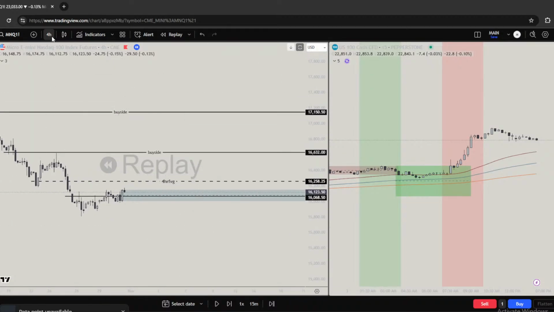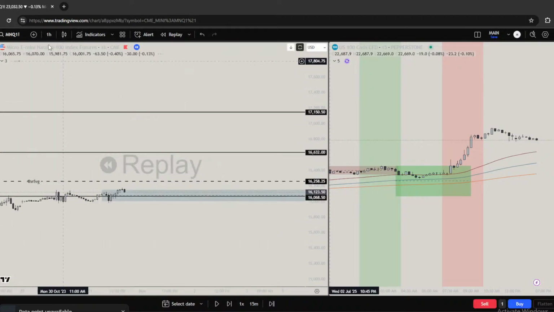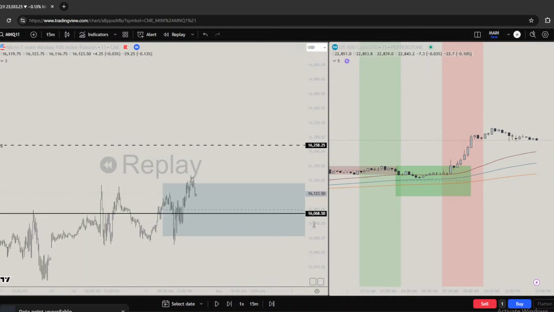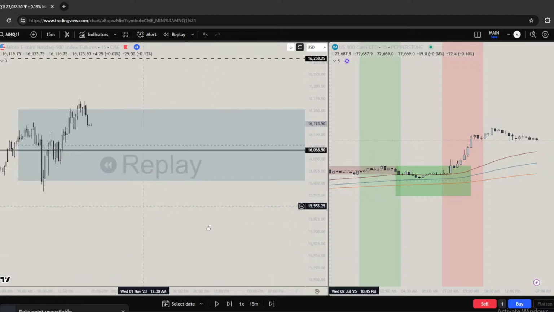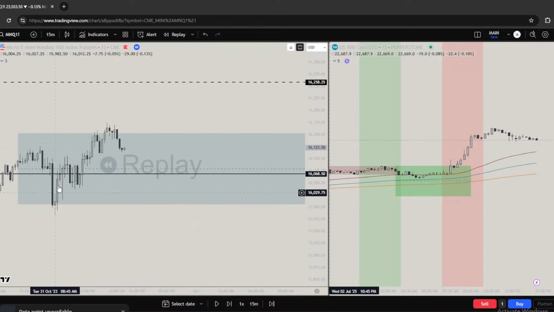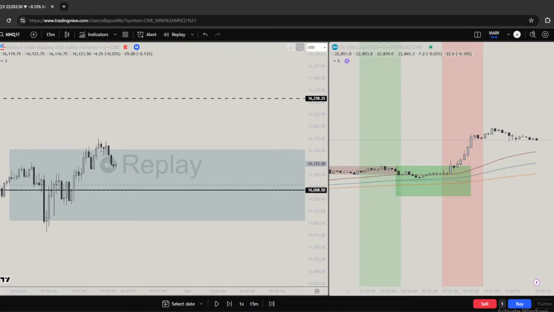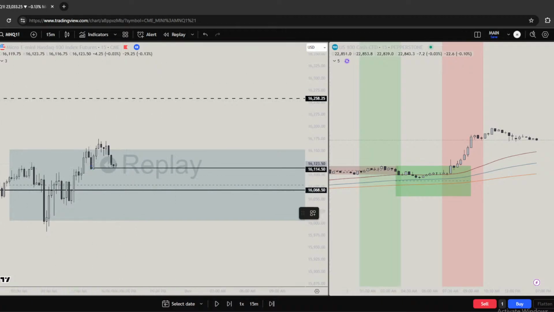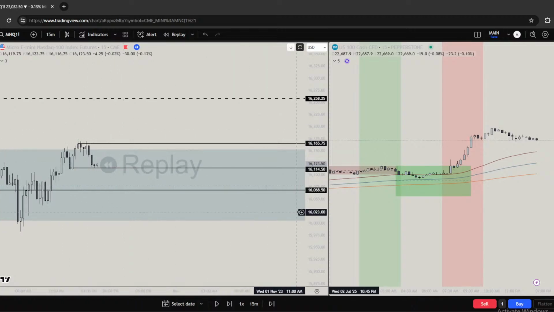Bro, I can't move past the 4 hour. Oh, never mind. Okay, I can't go to the 5 minute here. The lowest I can go is 15 minute. Okay, if price wants to go lower to retest, it's going to go behind here. If price goes higher, I'm looking for price to close above here.